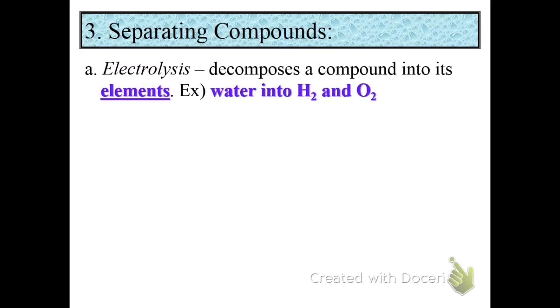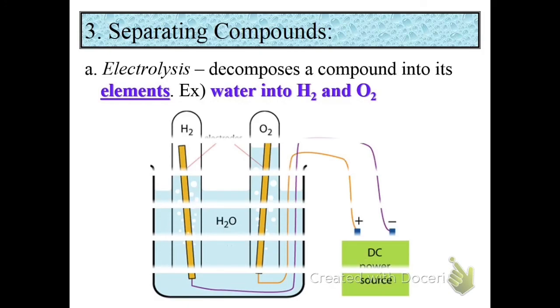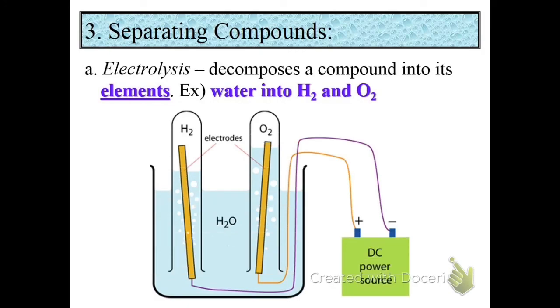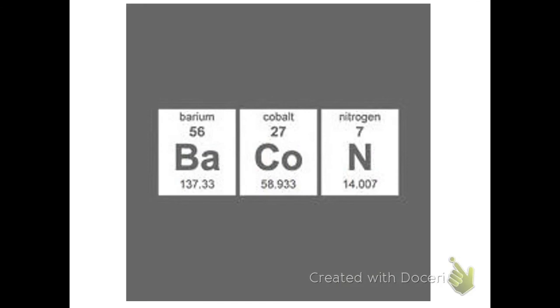Another way to separate something is electrolysis. This will work on a compound, so breaking a compound into its elemental parts. For example, you can run electricity through water and break it into hydrogen and oxygen. And that's it for section 3.